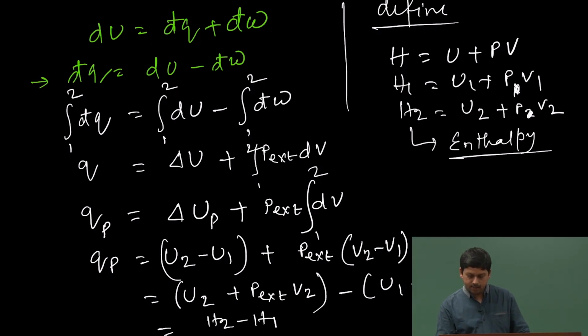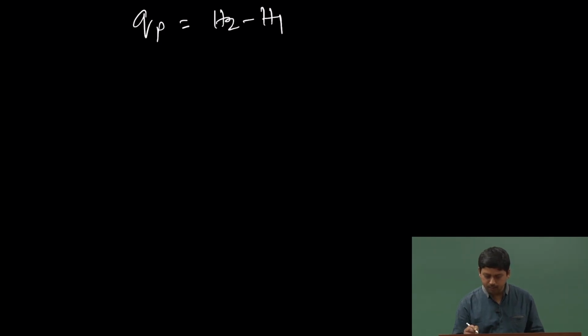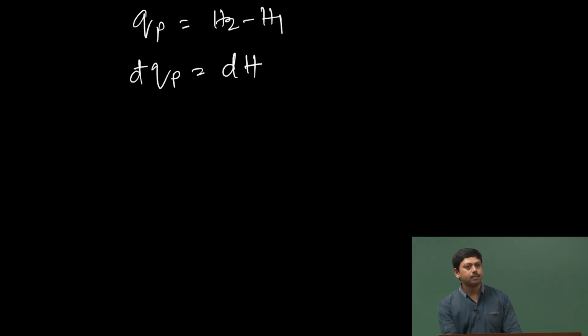So, I will clear it and write once more. QP we got to be H2 minus H1. So, in that case dQP is nothing but dH, and you will see later on that it is a quantity that has natural variable of P and T. It is easy to express this quantity in terms of P and T, just like it is easy to express U in terms of V and T. So, this is our new quantity.